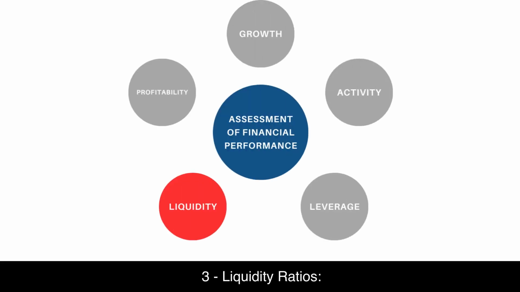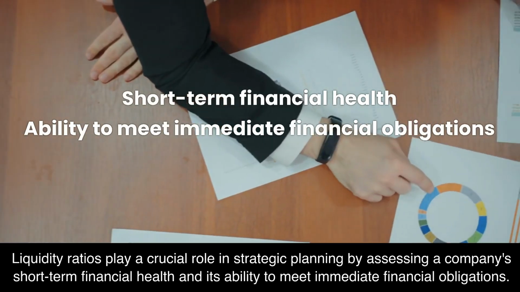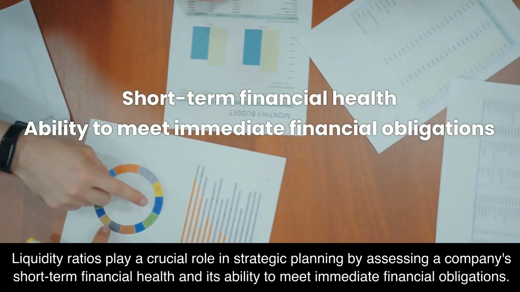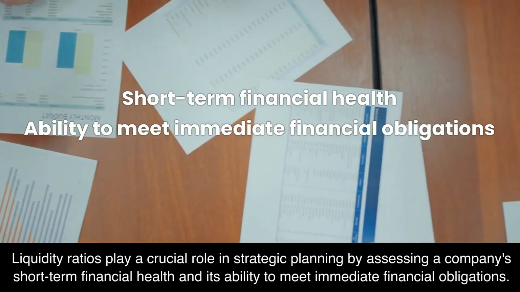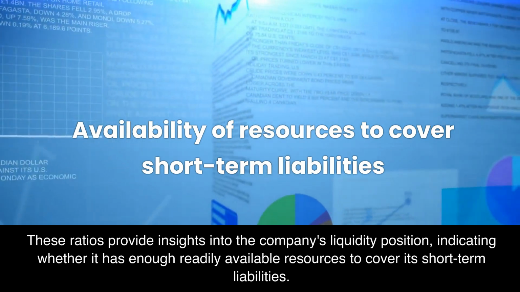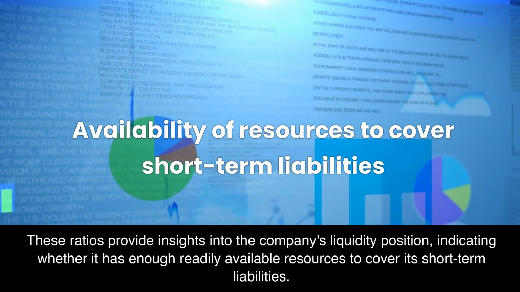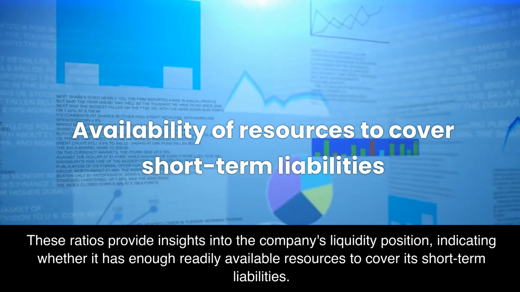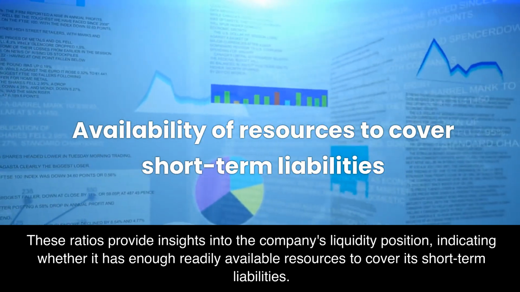3. Liquidity ratios. Liquidity ratios play a crucial role in strategic planning by assessing a company's short-term financial health and its ability to meet immediate financial obligations. These ratios provide insights into the company's liquidity position, indicating whether it has enough readily available resources to cover its short-term liabilities.